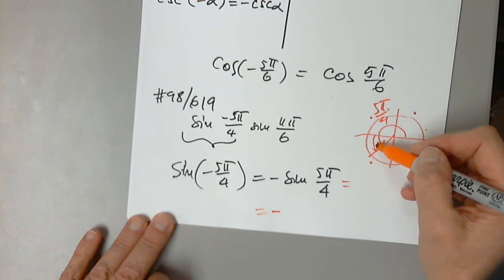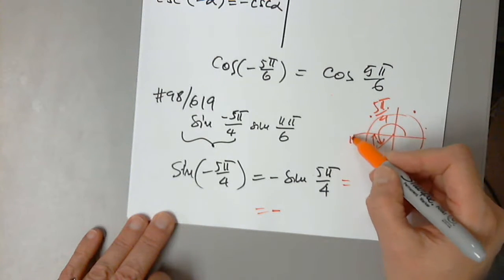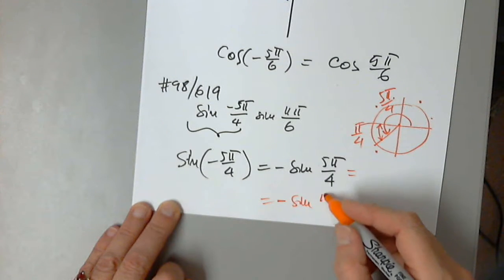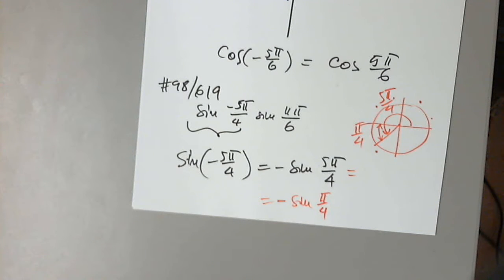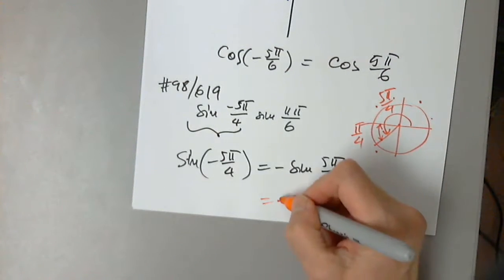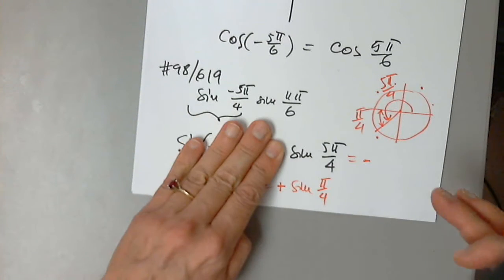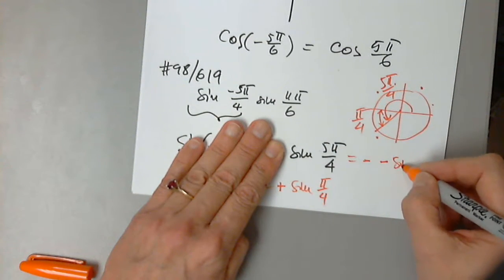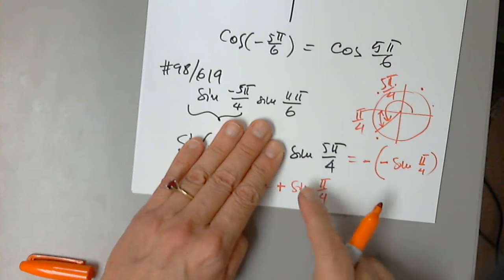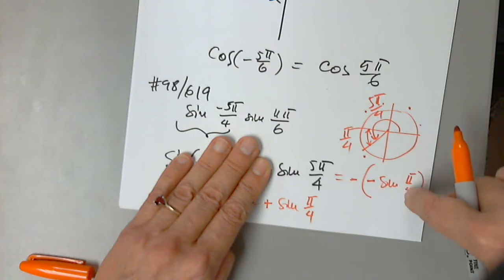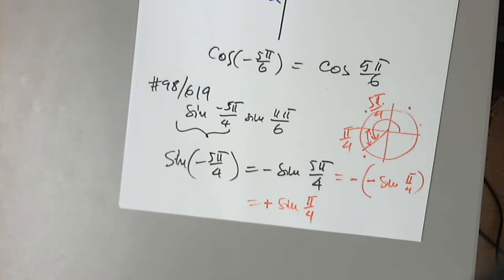So the reference angle is pi over 4. So this will be negative sine. With a negative in front, it will change into positive. So let me not confuse you. This negative is negative here because of something else. Now this is negative sine pi over 4 because it ends in the third quadrant and it's the opposite of the sine of the reference angle. That's why this turns into positive.